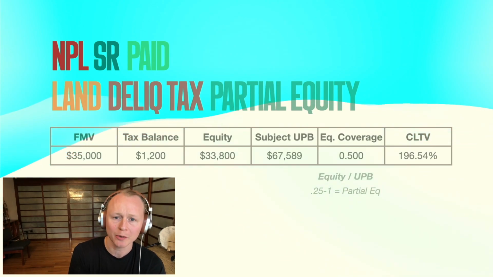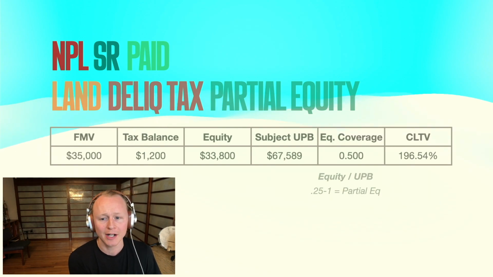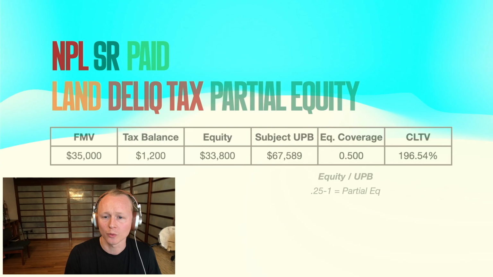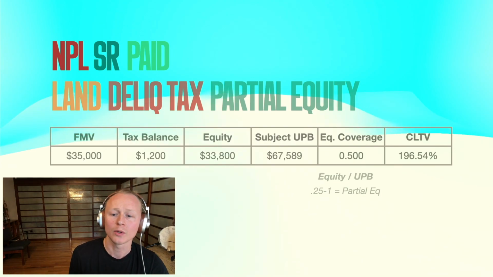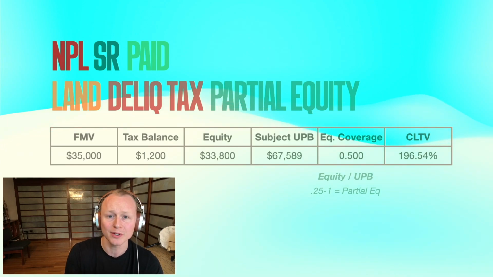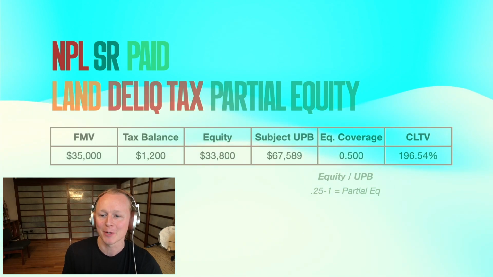So we call it partial equity because it's in between 0.25 and 1. If it was less than 0.25, even though there is a slim amount of equity there, we would call it negative equity or underwater. And if it was greater than 1, we would call it full equity. If it equals 1 or it's close to 1, it might be very close to a full equity deal, but just to be on the safe side, we have a little bit of a buffer zone there.